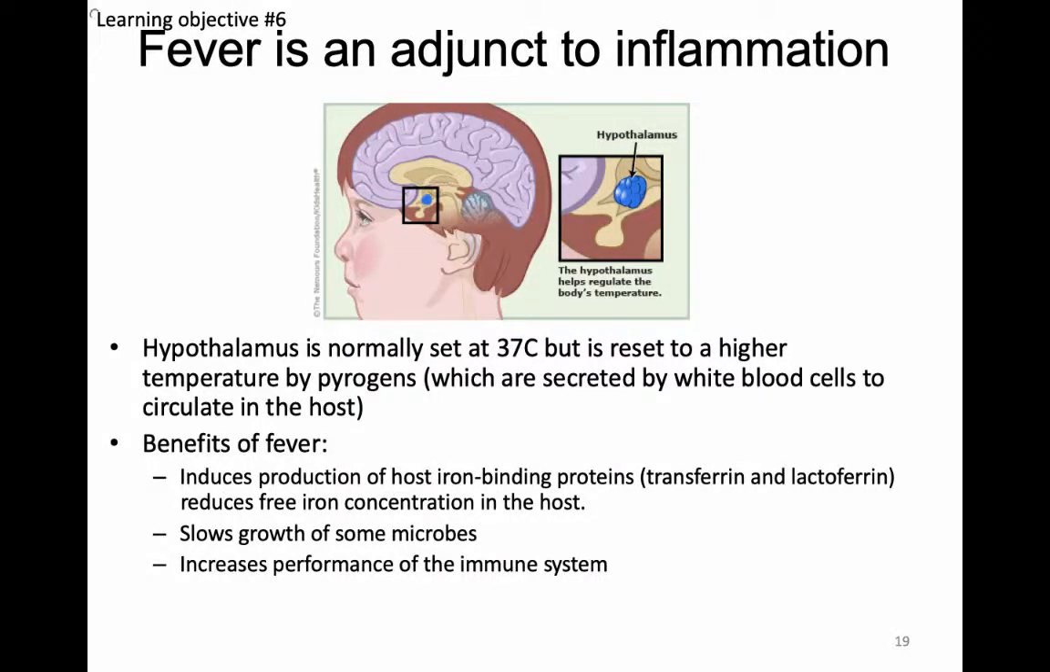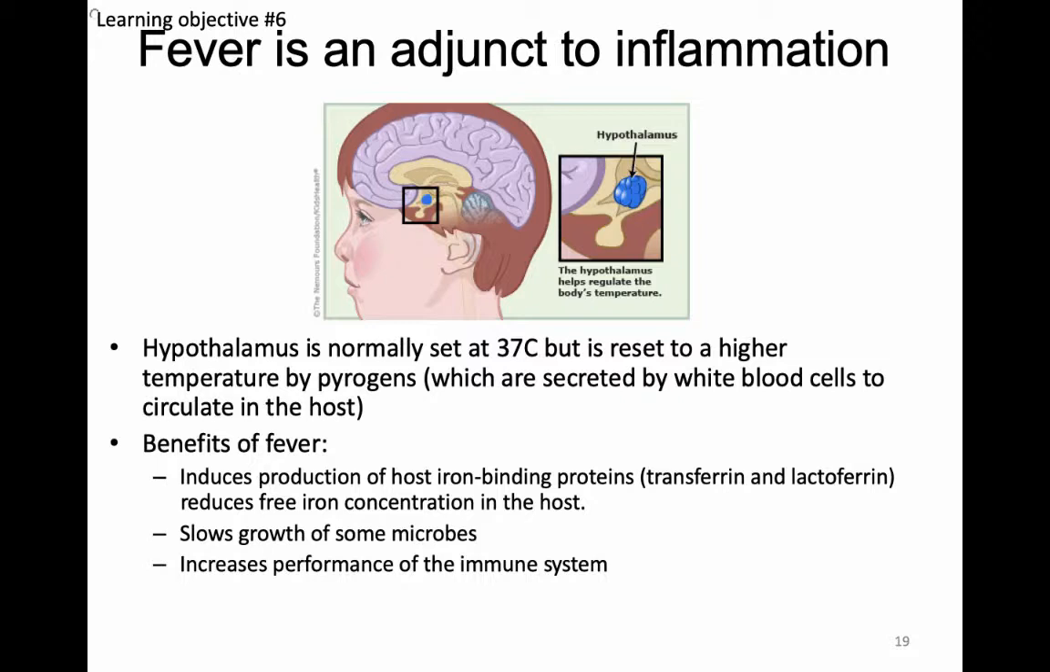Often accompanying inflammation is fever. So fever is caused by the hypothalamus getting reset to a higher temperature. The hypothalamus controls body temperature of the host, which is normally 37 degrees centigrade. But during fever, molecules called pyrogens are released by white blood cells. They circulate in the host and they cause the hypothalamus to increase the normal set body temperature of the host so that the host body is at a slightly elevated temperature.